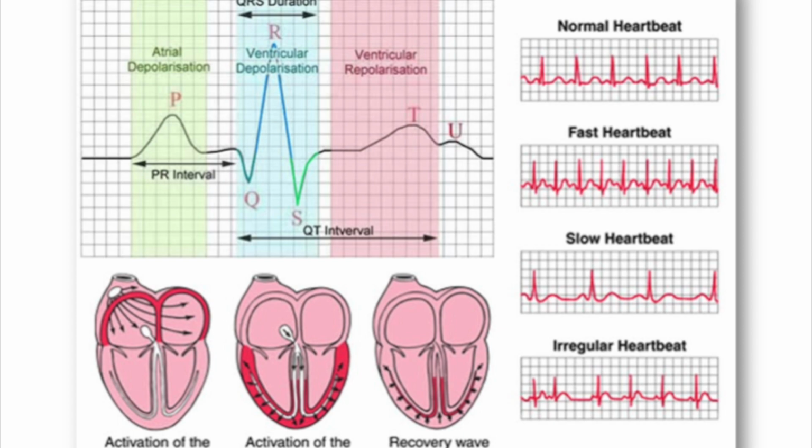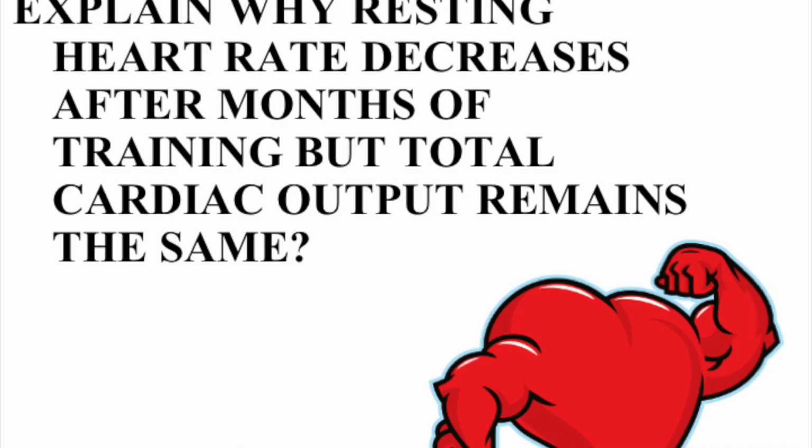So another question that I'll put on a pod that I'm curious about is: explain why resting heart rate decreases after months of cardio training, but total cardiac output remains the same. In other words, why do athletes have lower heart rates but still pump the same volume of blood as you do? What has happened to the heart? All right, so I want you to think about that as a muscle.